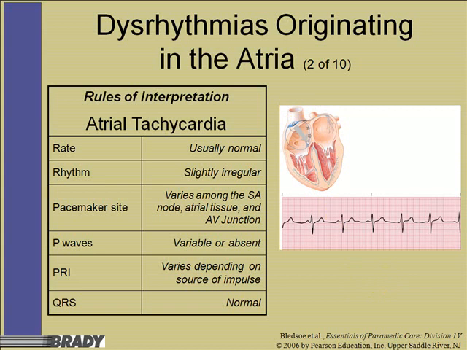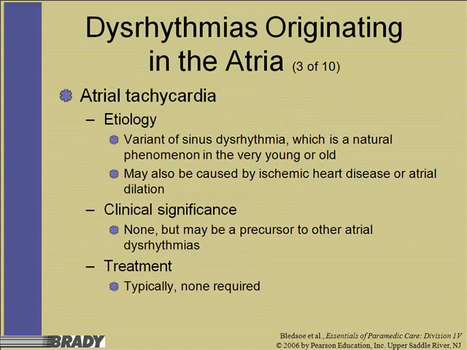Again, PRI varies depending on the source of the impulse, so that interval is going to be less or a little more dependent upon where the actual atrial impulse originates. And then the QRS should be normal because we've still got conduction down into the ventricles. So variant of sinus dysrhythmia, to be honest with you, it's kind of hard to pick up. It's hard to catch it, but it can be a natural phenomenon at very young or very old. May also be caused by ischemic heart disease or atrial dilation.